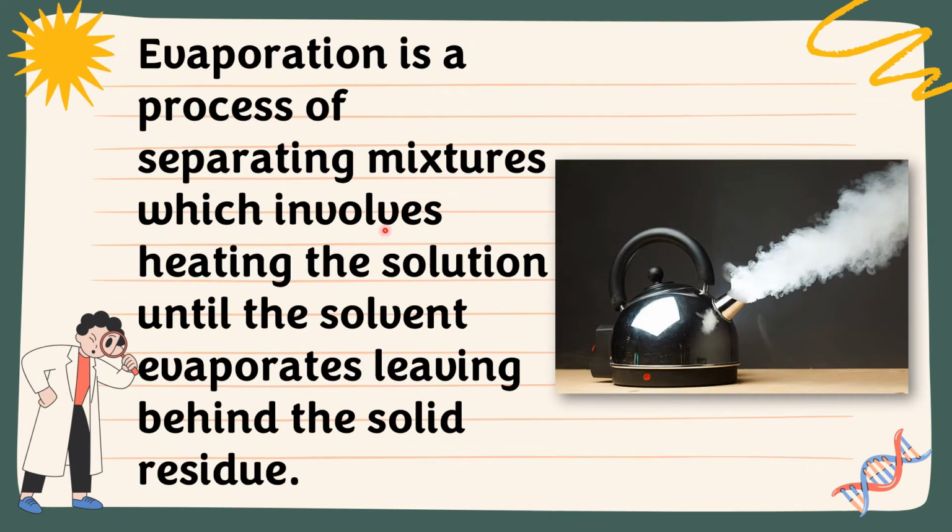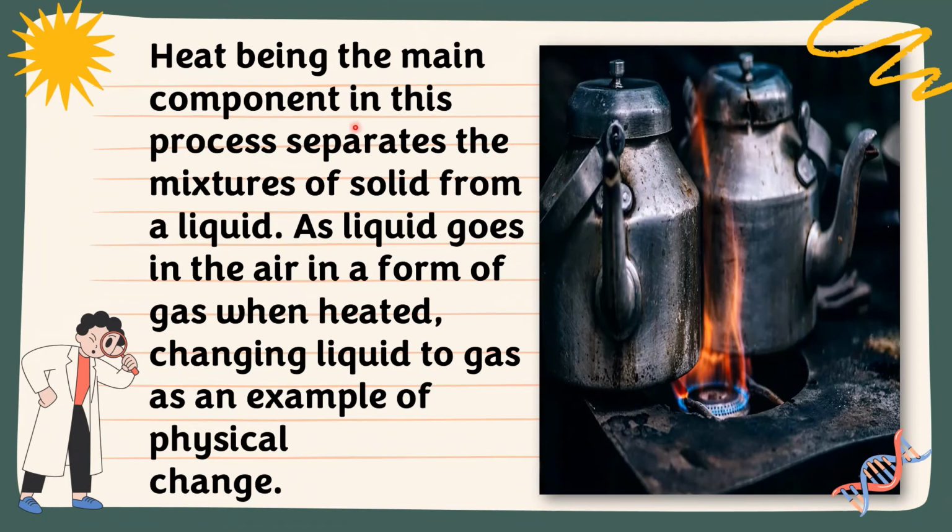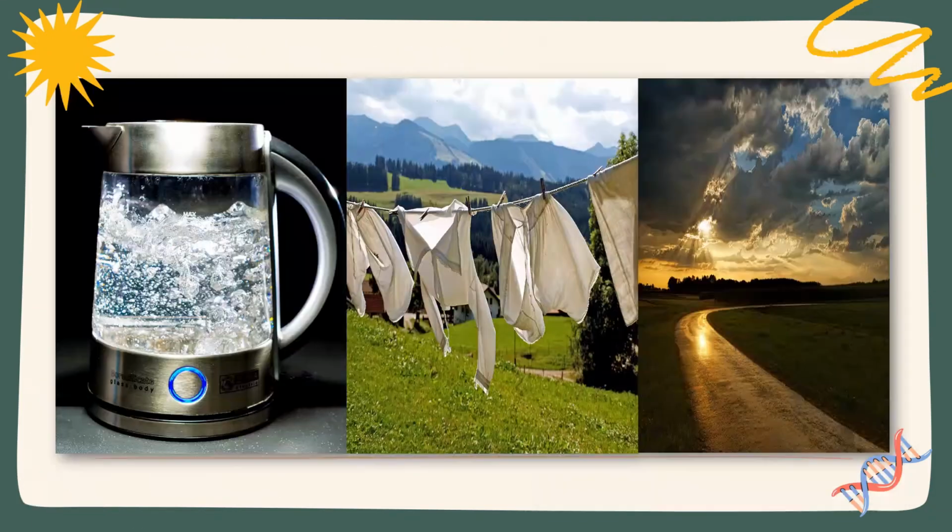Evaporation is a process of separating mixtures which involves heating the solution until the solvent evaporates, leaving behind the solid residue. Again, this is evaporation. Heat being the main component in this process separates the mixture of solid from a liquid. As liquid goes in the air in a form of gas when heated, changing liquid to gas is an example of physical change. Some examples of evaporation are boiling water, drying clothes, and drying of wet roads under heavy rains.